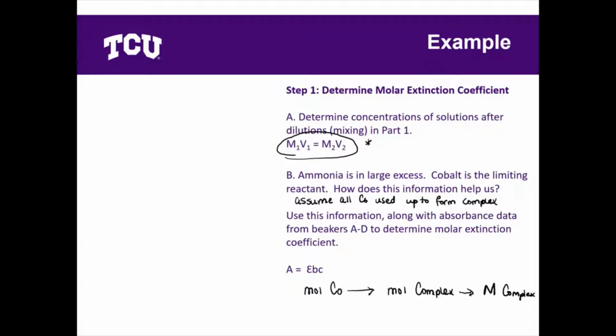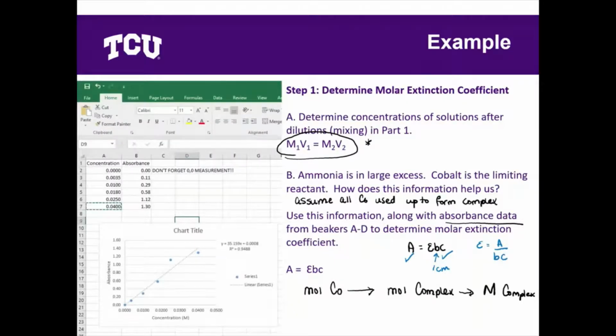I know my absorbance. I measured it on a spectrophotometer. So I've got A equals epsilon BC. I measured A, I can calculate C, and B is 1 centimeter. Now I can determine my molar extinction coefficient for this reaction. So epsilon equals A over BC. You need to do this graphically.